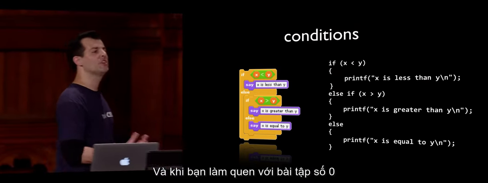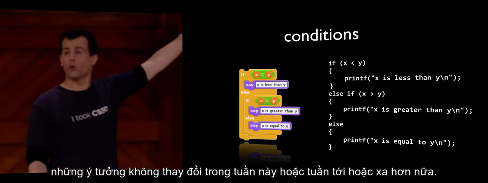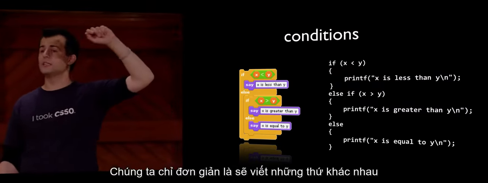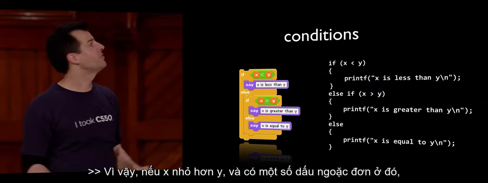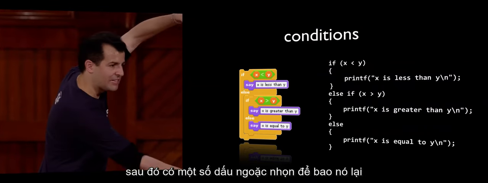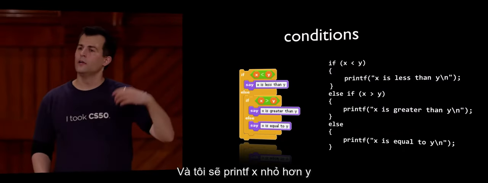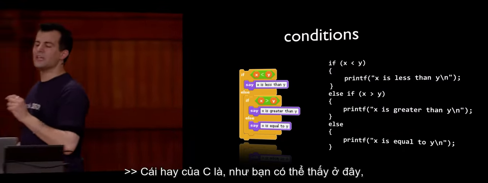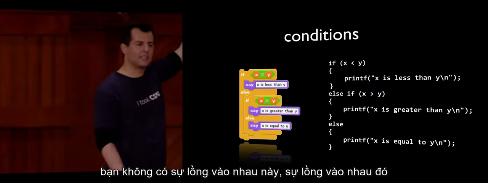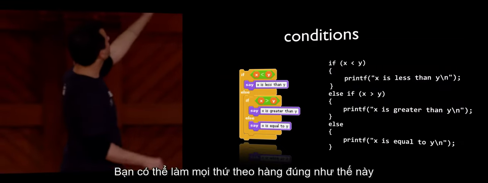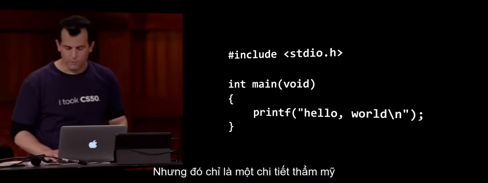So as you get comfortable this week in problem set 0 playing in this world on the left, realize that the ideas aren't changing this week or next or beyond. We're simply going to start writing things in a different way with our keyboard instead of our mouse. So if x is less than y, and there's some parentheses there, then there's some curly braces again to kind of encapsulate it, just like the yellow puzzle pieces do. And I'm going to printf x is less than y, and so forth. What is nice about C, as you can see here, is that you don't get this nesting that's necessarily going to push your code to the right. You can instead have everything line up neatly like this. But that's just an aesthetic detail we'll see again before long.